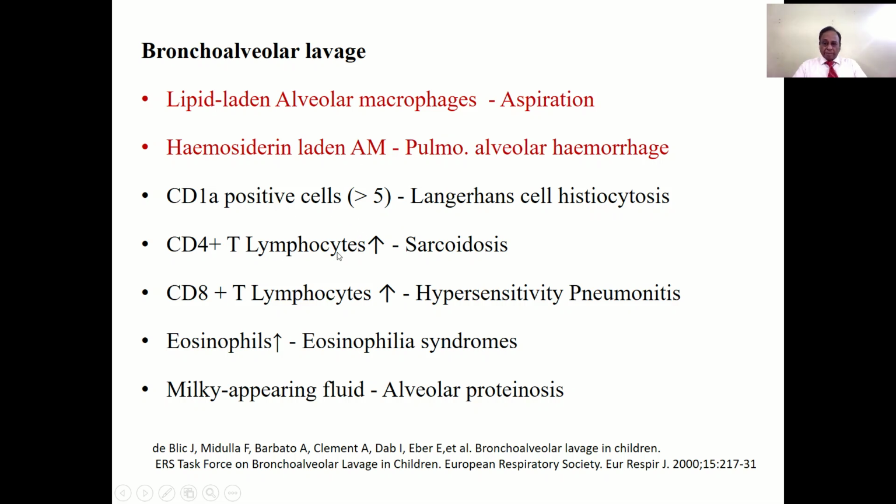In previous cases, sometimes I'm going to talk about how BAL helps us in making a diagnosis of sarcoidosis or hypersensitivity pneumonitis. If BAL shows a majority of CD4, it may be sarcoidosis, highly suggestive of sarcoidosis. Or if CD8 is found to be more, then it is highly suggestive of hypersensitivity pneumonitis. And if there are more than 25% eosinophils, it shows acute eosinophilic syndromes. Sometimes a milky-appearing fluid is the one that makes you think of alveolar proteinosis.